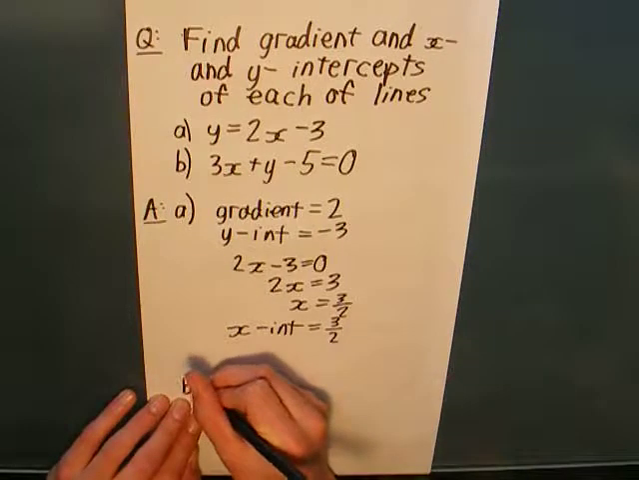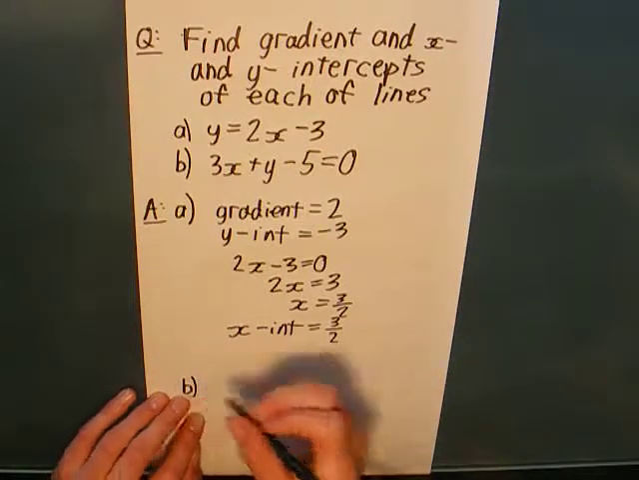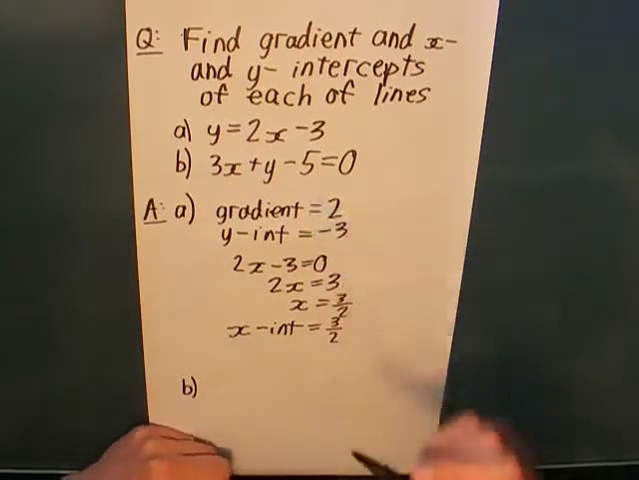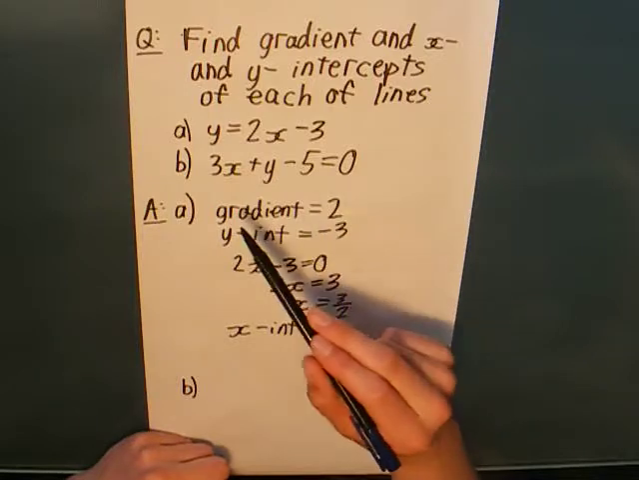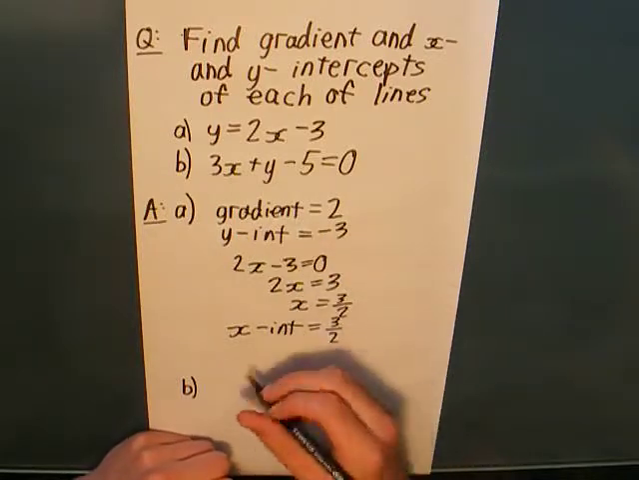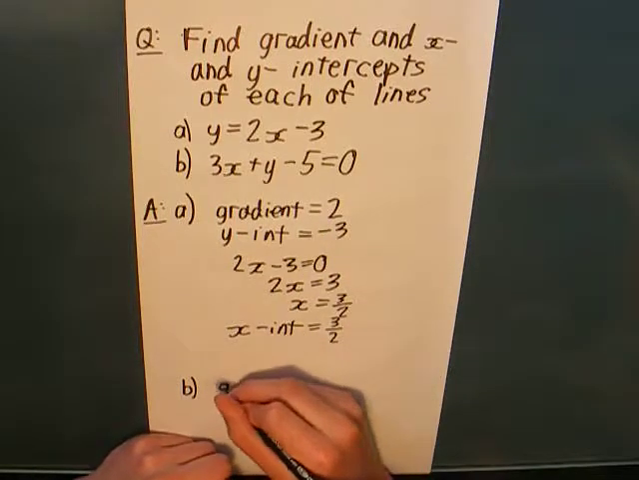Now for part B. To get the gradient, we're going to have to rearrange it to the same form as in part A. So you may be able to see that this is just y equals 5 minus 3x. So the gradient is minus 3, the coefficient of x.